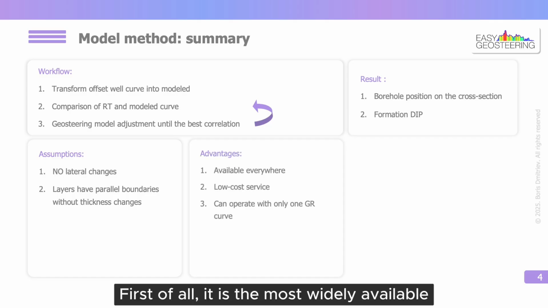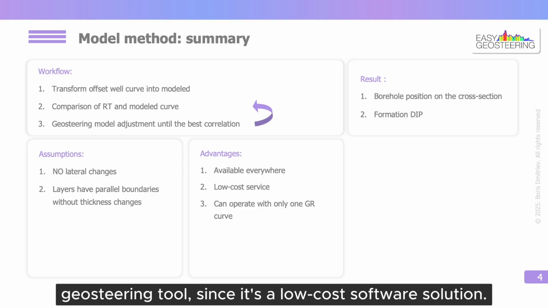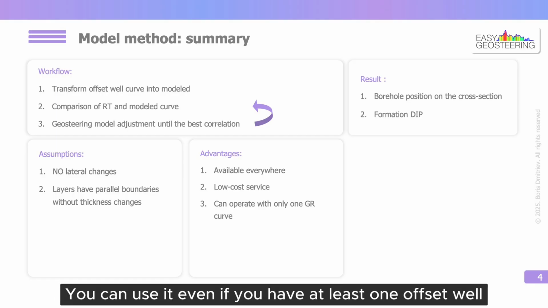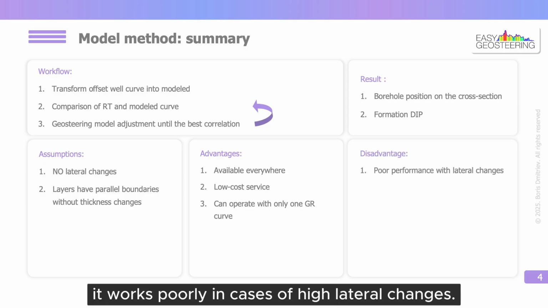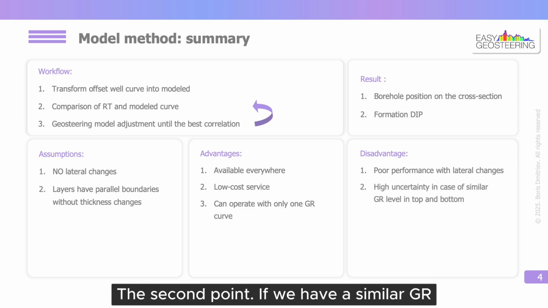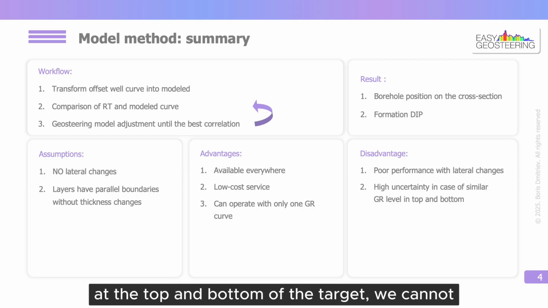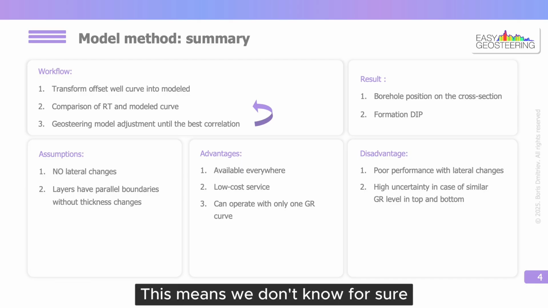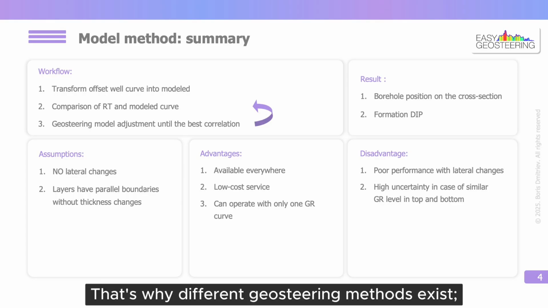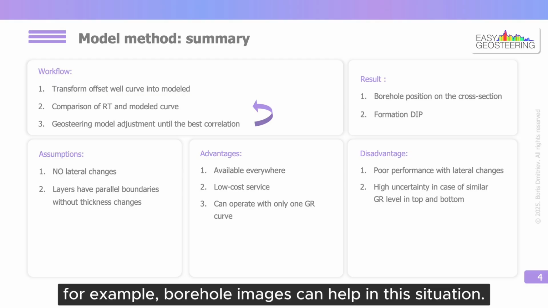Okay, and now let's discuss pros and cons of the model method. First of all, it is the most widely available geosteering tool since it's a low-cost software solution. You can use it even if you have at least one offset well with at least one gamma curve recorded. But it also has a few disadvantages. The first one we have already mentioned, it works poorly in cases of high lateral changes. The second point, if we have a similar gamma ray at the top and bottom of the target, we cannot distinguish between them using only one modeled curve. This means we don't know for sure where we are and where to drill next. That's why different geosteering methods exist. For example, borehole images can help in this situation.